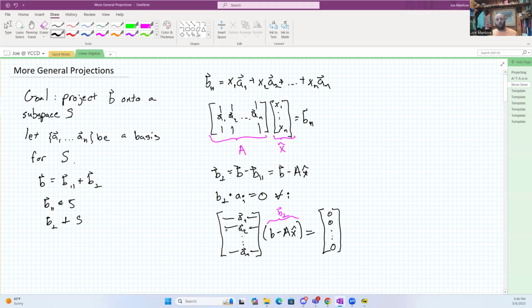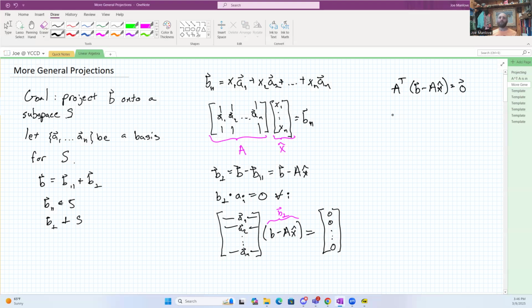Okay, now what is this matrix here? Well, it's not the matrix A. It's the matrix A, but where I turned all the rows into columns. If only I had some word for that, right? So that's me saying A transpose times (B minus A X hat) is equal to the 0 vector.